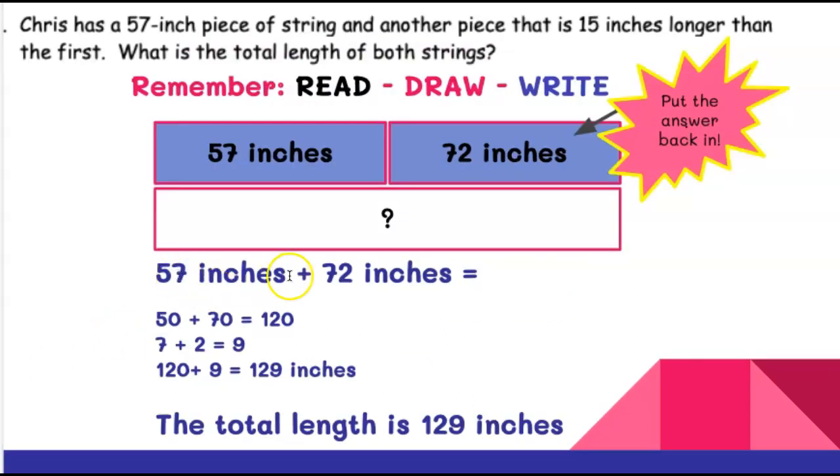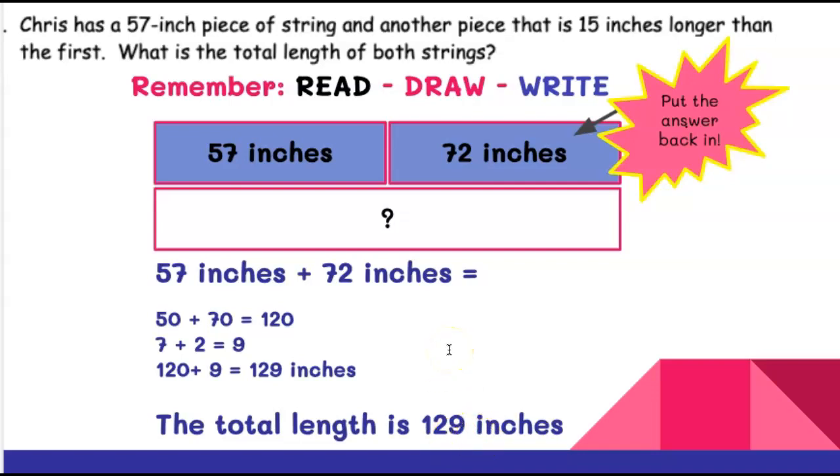I solved 57 plus 72 equals. Now in my head, I did 5 tens plus 7 tens. 50 plus 70 is 120. And then I added my 1s. 7 and 2 is 9. 120 plus 9 is 129 inches. You can solve that way. You can draw it vertically. Whatever is best for you for solving addition and subtraction is totally fine with me. So the total length of this piece of string was 129 inches.